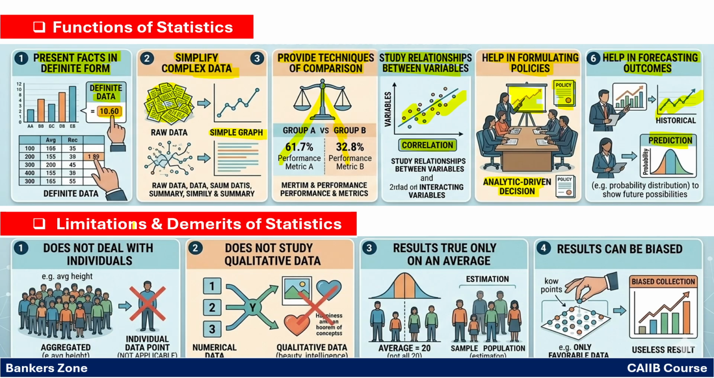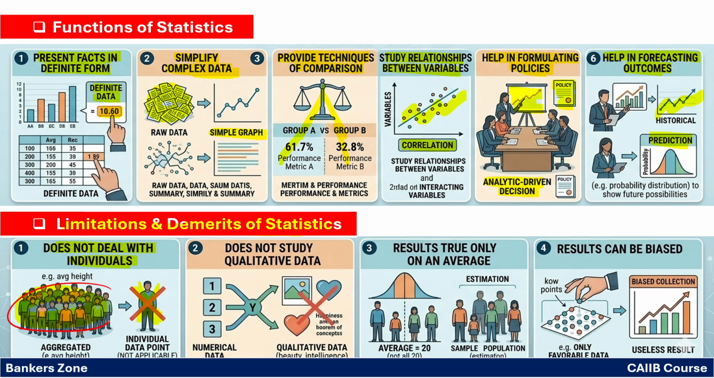Now what are the limitations or demerits of statistics? We have a lot of benefits. Now what are the demerits, right? It does not deal with the individual value. Always remember, when we talk about statistics, it is not concerned with the individual value, right? It talks about the average. For example, we have to find the average height.